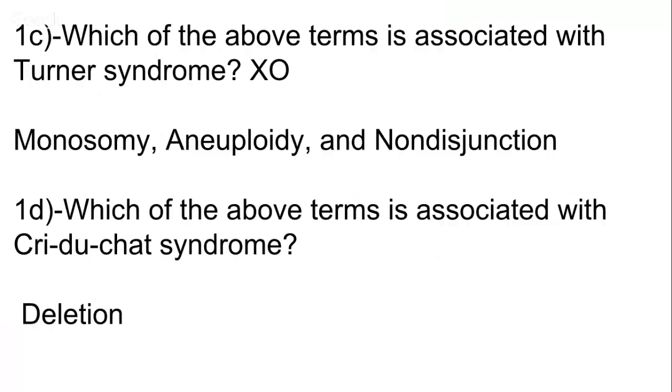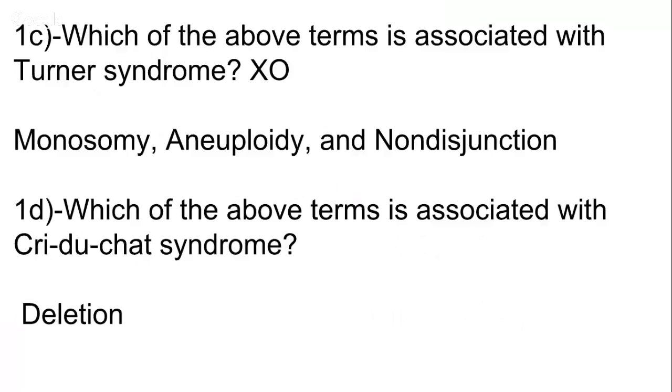For 1C, it's which of the above terms is associated with Turner syndrome, which is when the girls just have the X chromosome and they don't have 2, just 1. That's monosomy, aneuploidy, and non-disjunction.